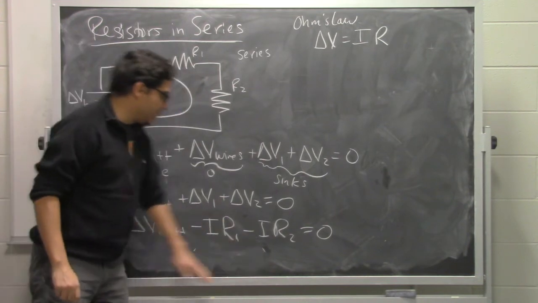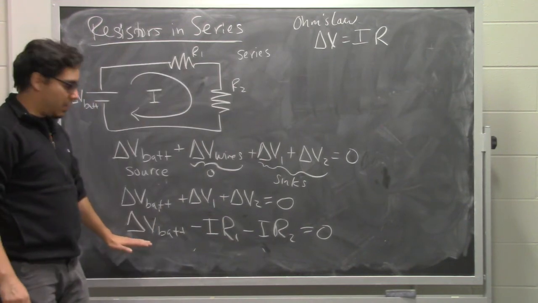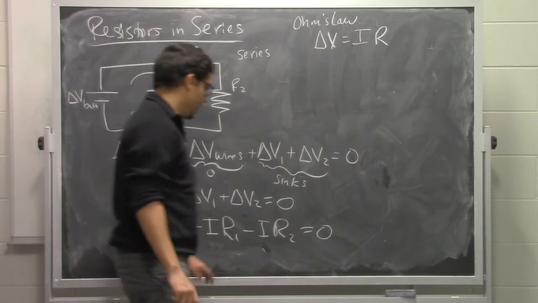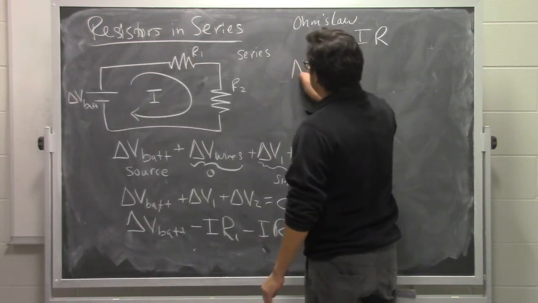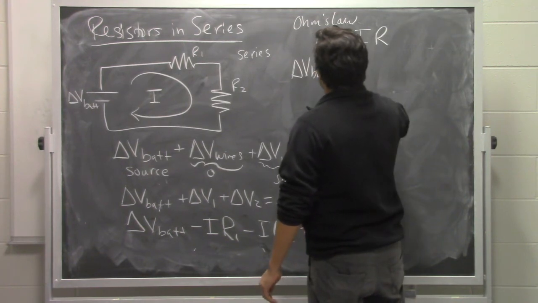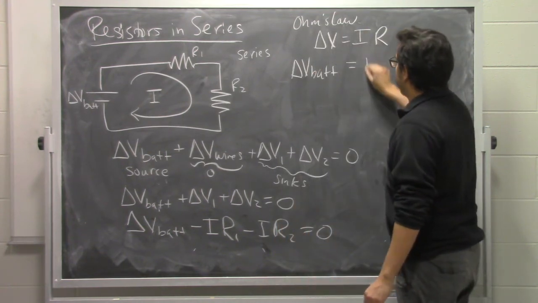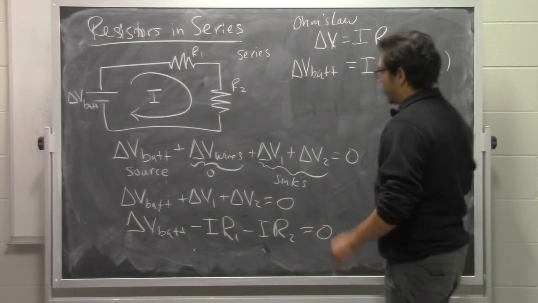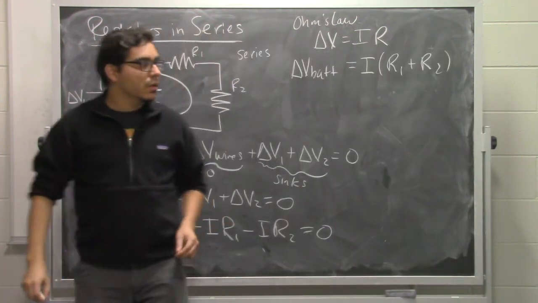And so what we have is a description of how the energy is being provided to the circuit, and also how the energy is being used by the circuit. So we can take this up here, and what we'll find is that the potential difference across the battery is equal to the current times the sum of the two resistors.